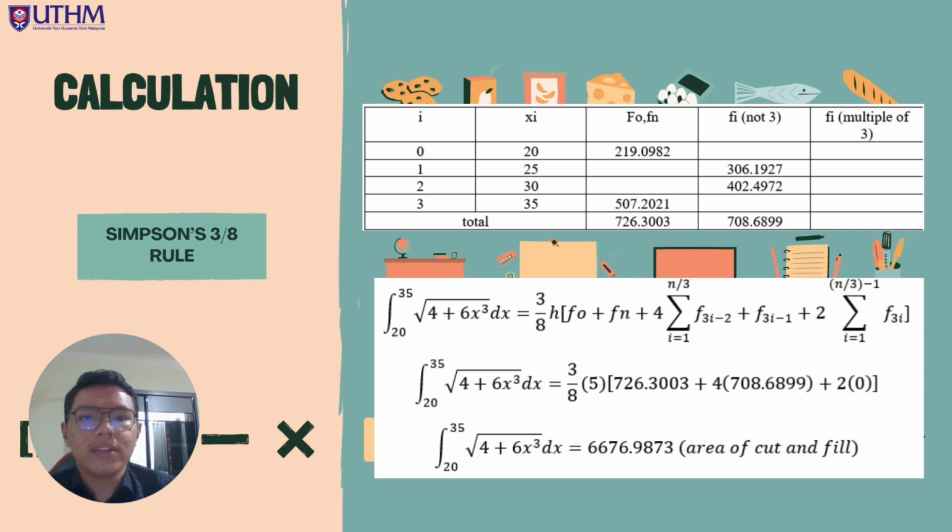Okay, next I will present about the calculation for Simpson 3 over 8 rule. Firstly, we will calculate the values by drawing a table. Then we will enter the values from the table into the formula to calculate the total area of cut and fill. As we know, the difference between Simpson 1 over 3 rule and Simpson 3 over 8 rule is the n value. For Simpson 1 over 3 rule, we use n equal to an even number, while for the Simpson 3 over 8 rule, we use n equal to a multiple of 3. Since we use a combination of Simpson rules, our x will start at 20 to continue the calculation of Simpson 1 over 3 rule that we have calculated before.